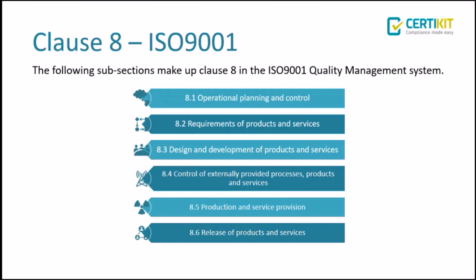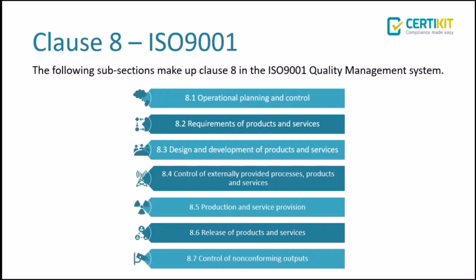And of course, if it's not, clause 8.7, the last one in clause 8, this subclause deals with products and services that do not meet the established requirements, and these are referred to as non-conforming outputs. And this is where the organization needs to have procedures for identifying, segregating, evaluating, and taking appropriate actions on such non-conformities to prevent their unintended use or delivery.